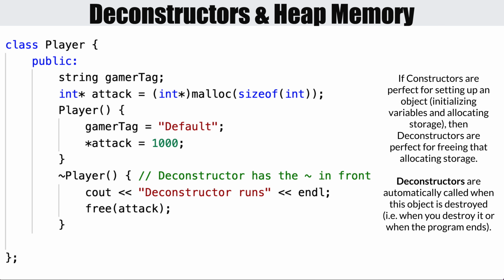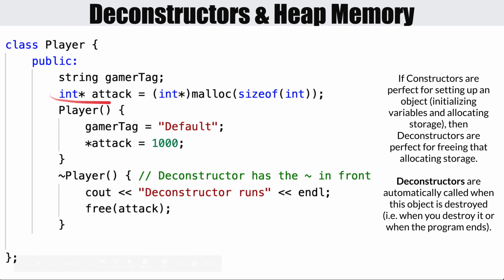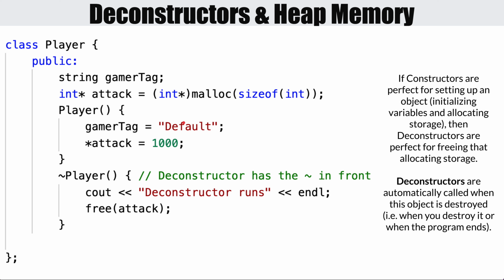Okay, so let's get into deconstructors and heap memory. All right, here we have a class, and you can see one of the variables is a pointer, and it's a pointer that is allocating memory. Okay, now it's done up here so that it's accessible in the entire class, because if it was done inside the constructor, it would only be accessible to the constructor, right? You got to remember that function scope.